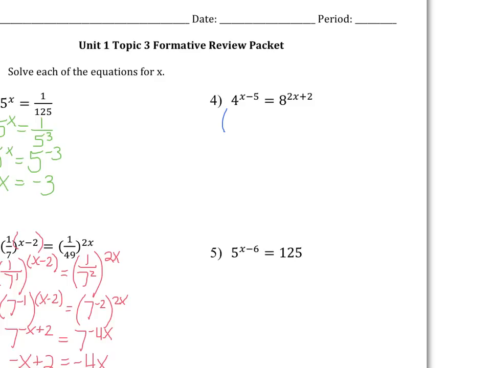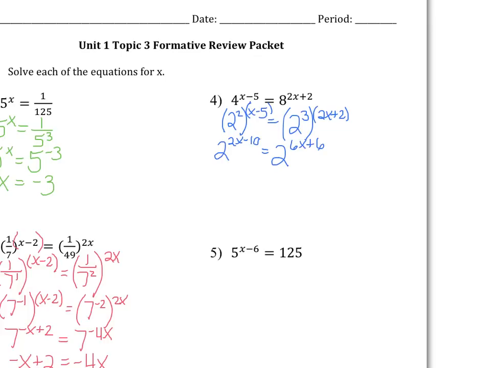So 4 becomes 2 squared to the power of x minus 5. And 8 becomes, and don't forget to put your parentheses around your expression if it's in your exponent, 8 becomes 2 to the 3rd to the power of 2x plus 2. So I'm going to distribute out, and I'm going to have 2 to the power of 2x minus 10, because that's what 2 times x and 2 times negative 5 is. And I'm going to distribute my 3 to have 2 to the power of 6x plus 6.